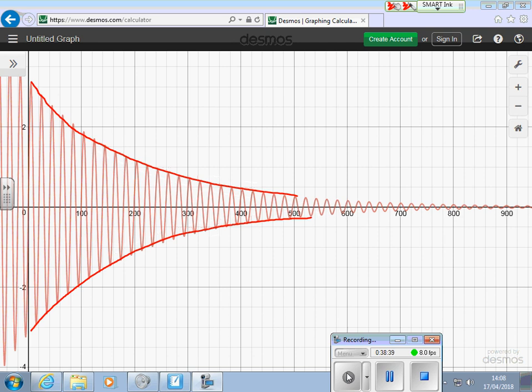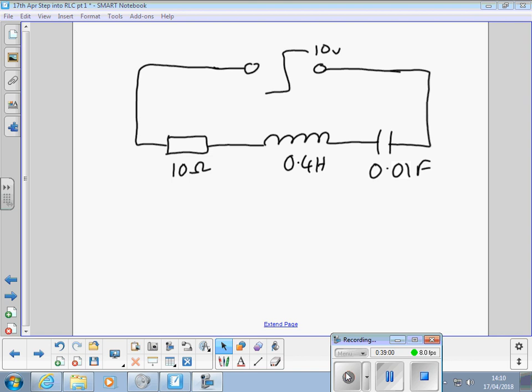We look at one, so perhaps more realistic component values often. Okay. Find the value.